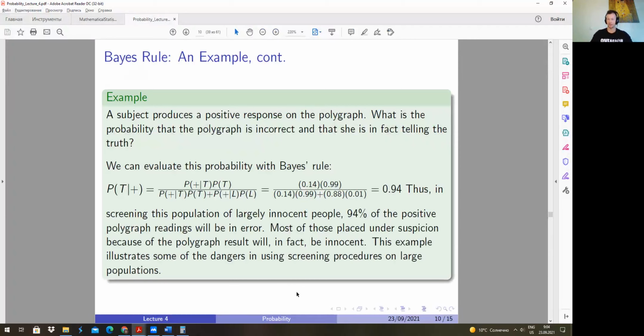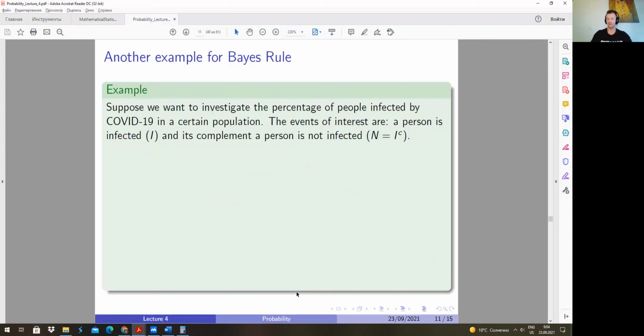Any questions about this, about Bayes' rule and about its application? So now I will show you another, very fresh example of an application of Bayes' rule. This might be applied not only to COVID-19, but to anything. But once again, you need to understand carefully that there are some similarities with what we did before.